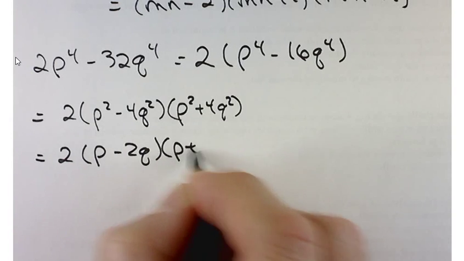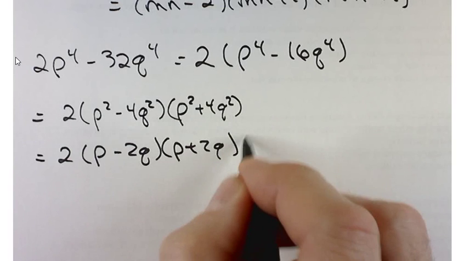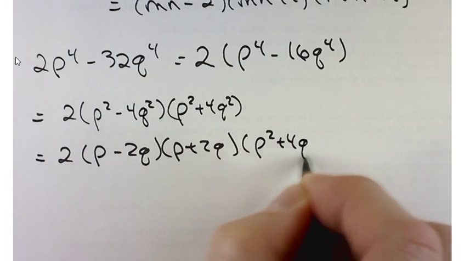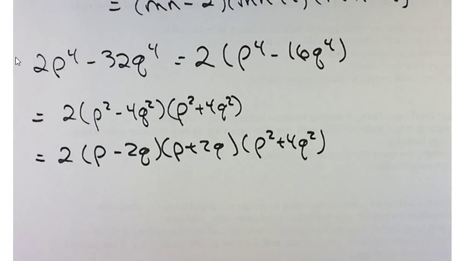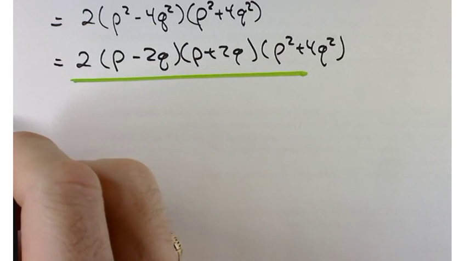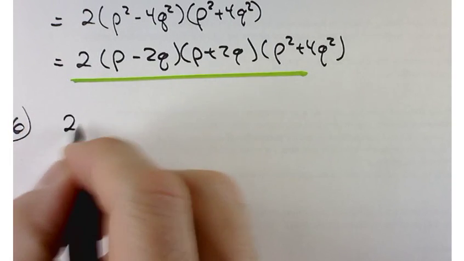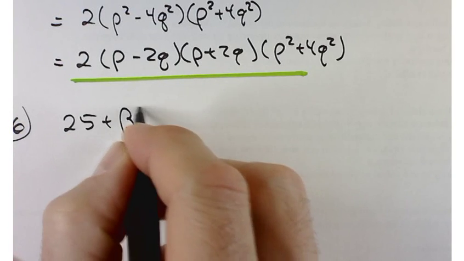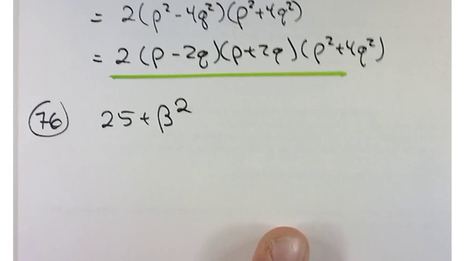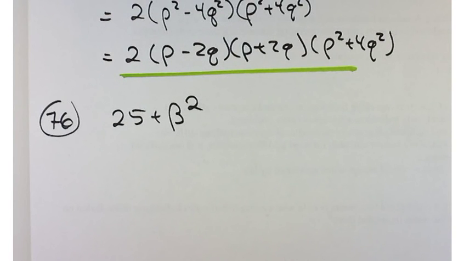All right. Two last ones. Problem number 76. 25 plus b squared. Quick answer on that one. Somebody. Yes. That was easy. Prime, yes. And problem number 90. Negative 81 r squared minus 18r minus 1.